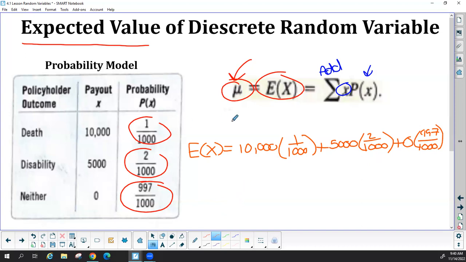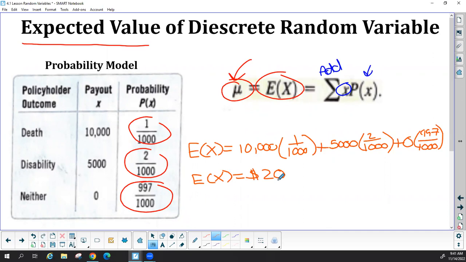So we are going to make this calculation. I'm going to pause here and make that calculation. So if you made this calculation with me, you would get 20, and that means $20. And so what this $20 means is that the insurance company can expect on average here, not every time, not for every customer, but on average, they can expect to pay out $20 per customer.